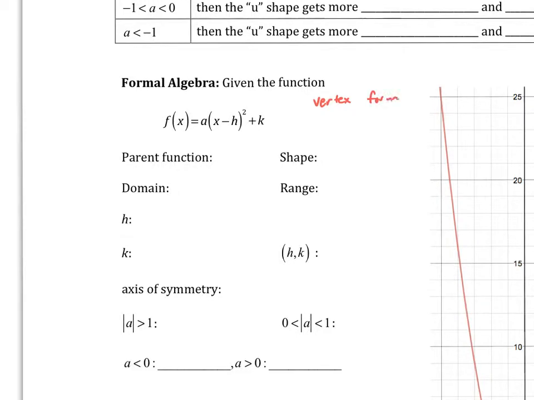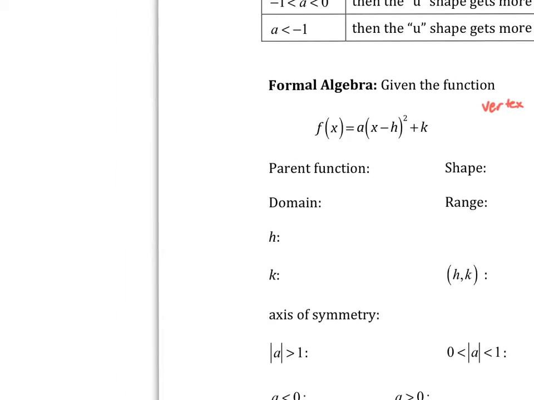Vertex form. And you might recall, of course, that when we have linear functions, we have a couple different forms. We had standard form, and you don't need to write this down, we're just reviewing. Standard form, Ax plus By equals C. We also have slope-intercept form, y equals mx plus b. We even have this form, which is called point-slope form, y minus y1 equals m times x minus x1. So we've got a couple different forms, and they each have their own benefit.